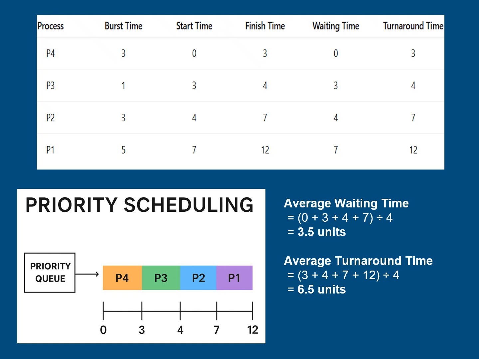The priority order here is P4, P3, P2 and P1, which is shown clearly in the Gantt chart. From the execution timeline, we calculate waiting time and turnaround time for each process. The waiting times are 0, 3, 4 and 7, giving an average waiting time of 3.5 units. The turnaround times are 3, 4, 7 and 12, resulting in an average turnaround time of 6.5 units. This highlights how scheduling based on priority can significantly affect waiting and overall response time.